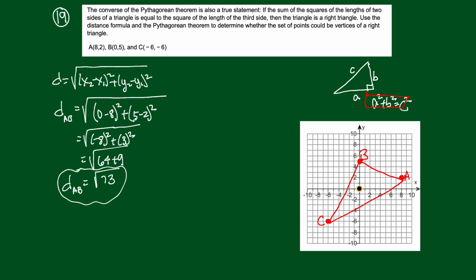Now let's get the distance. All right, so what I just found here was this. I found that distance right there. Okay, in fact, why don't we do this? This will be the square root of 73. Now, why don't we find BC?